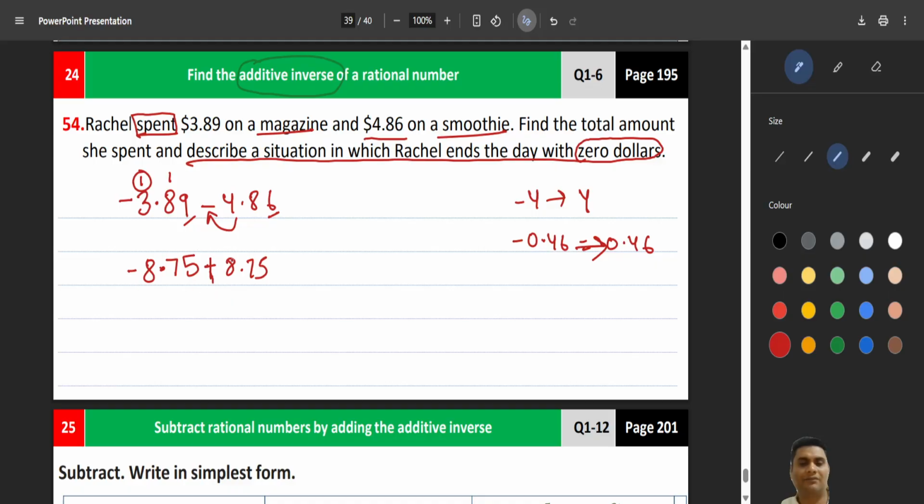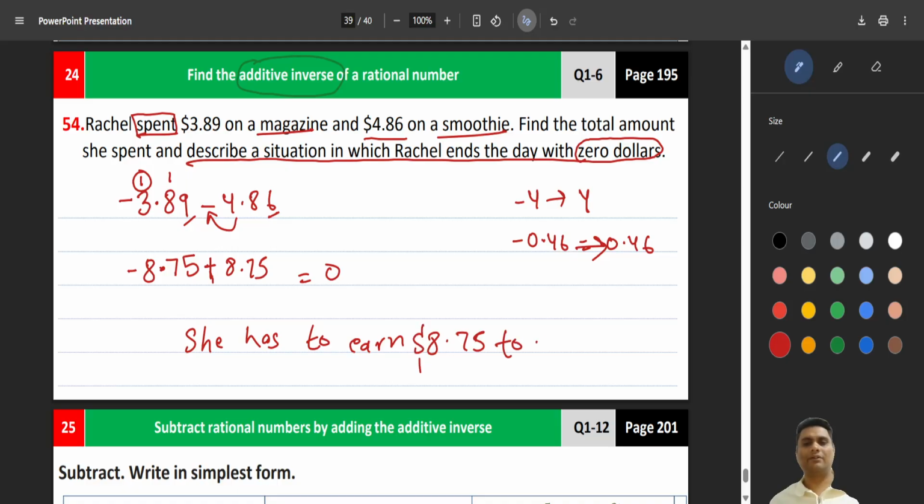So minus and plus 8.75, yani she has to do some work and she has to earn $8.75 so that the net becomes how much? 0. So my result will be she has to earn $8.75 to end the day with $0. Okay, this is the result.